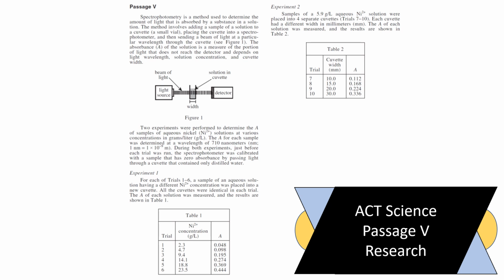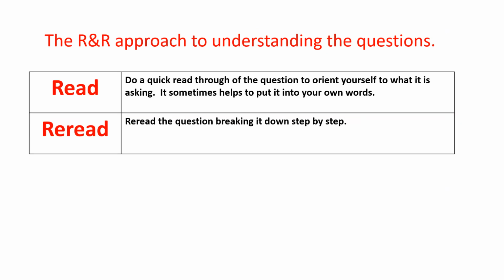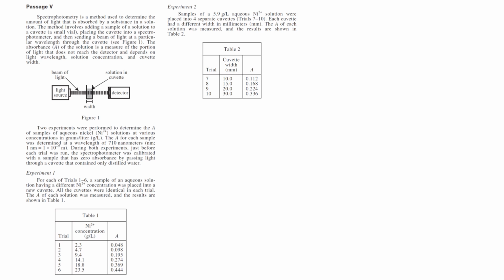Okay, we're going to cover passage 5. This is a research passage. Research means read, so not carefully, just enough to know the difference between the two experiments. For our questions, we'll take the R and R approach: read, then reread the question, breaking it down step by step. So let's just quickly analyze the passage.